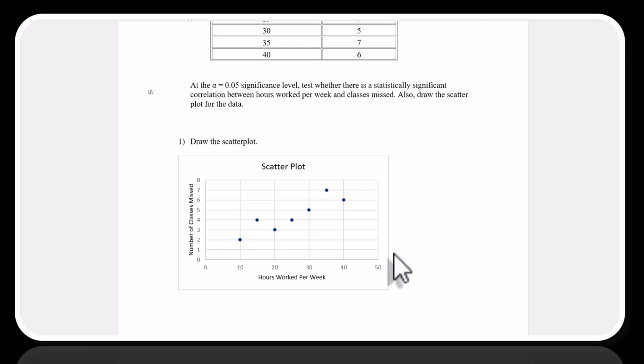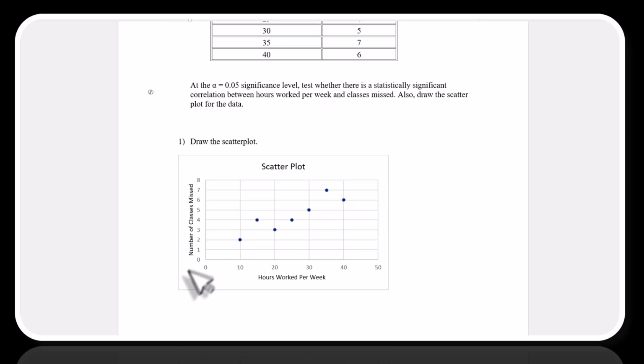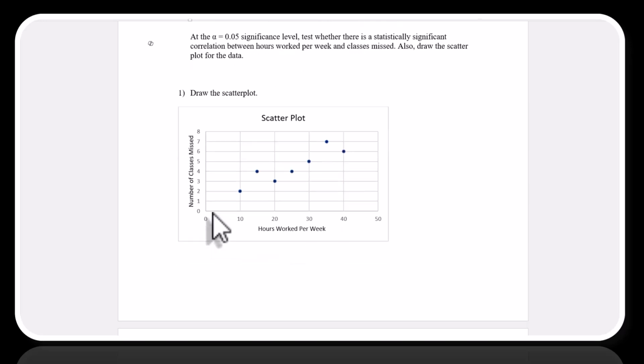Step 1 is to draw the scatter plot. The X values are the hours worked per week. The Y values are the classes missed. So the first pair of data values is 10, 2. We would go 10 units to the right, up 2 units, and repeat that pattern. What we can see is that as the hours of work increases, it appears as if the number of classes missed also increases. So we want to test if there's correlation between the two variables.